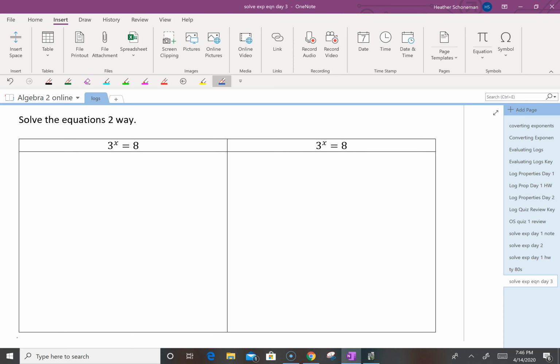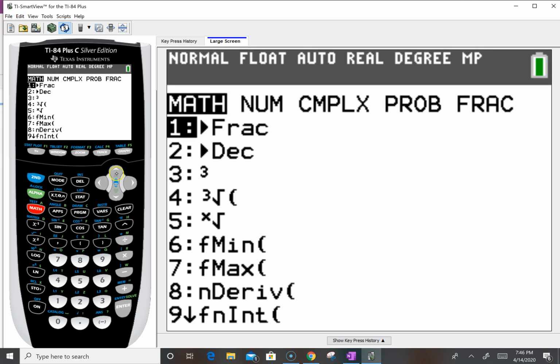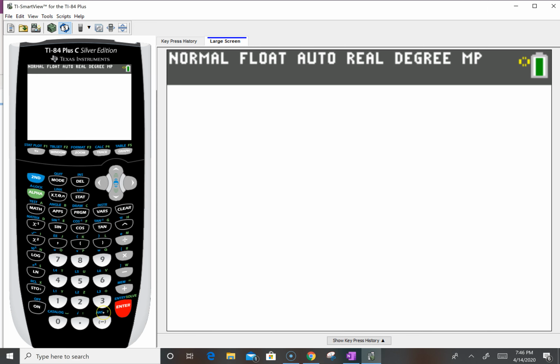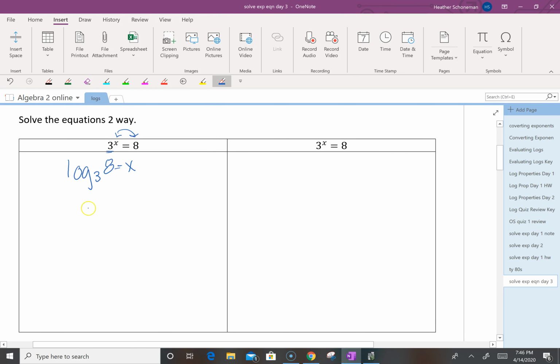Okay, so if you were to solve this equation before today, you would say the log base 3 of 8 equals x, because remember this 3 is your base, and these two switch sides of the equal sign. So in our calculator, you would do math, option A, log base 3 of 8, and get a decimal, 1.893. Okay, so that's the old way, which is very valid. And if you are on a standardized test and you have to solve this, do it that way.